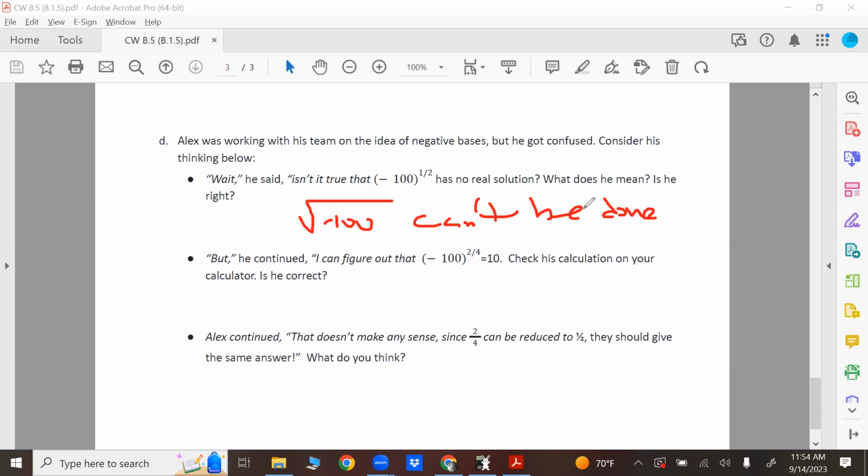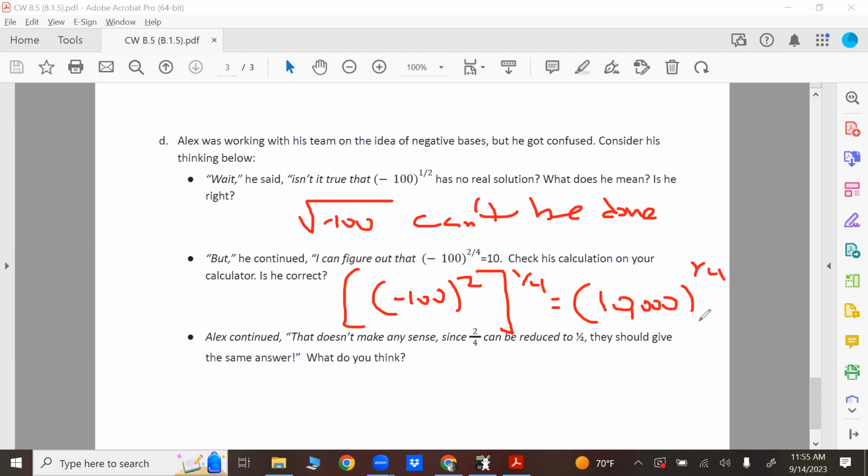Now this one, I can figure out that this is true. Well, if I do negative 100 squared, and then raise to the 1/4 power, that's going to be 10,000 raised to the 1/4 power, or the 4th root, which equals 10. So he is correct. That's kind of interesting, right? That technically is not wrong.